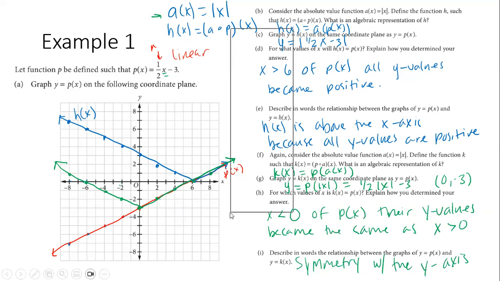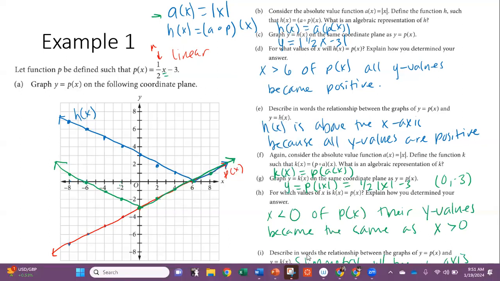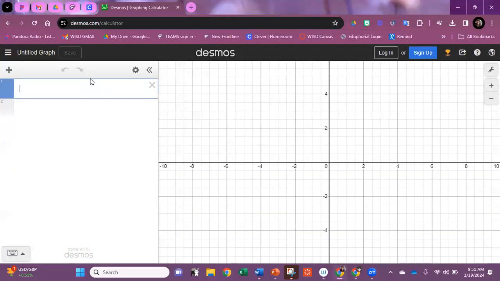Symmetry with the y-axis. That's what it says at the bottom. I can come back to it and it'll be symmetry with the y-axis. All right, so up first, we're going to graph our linear equation.